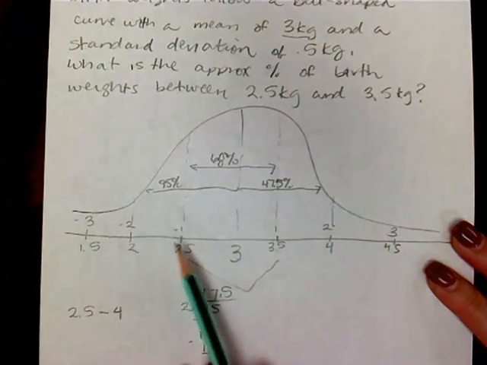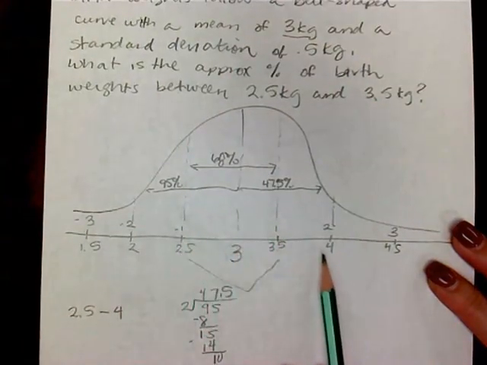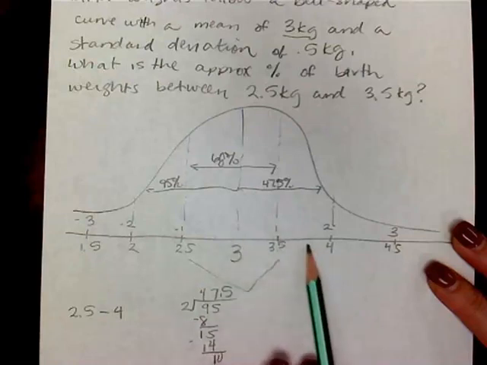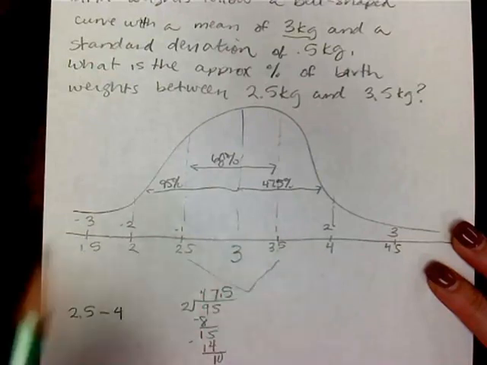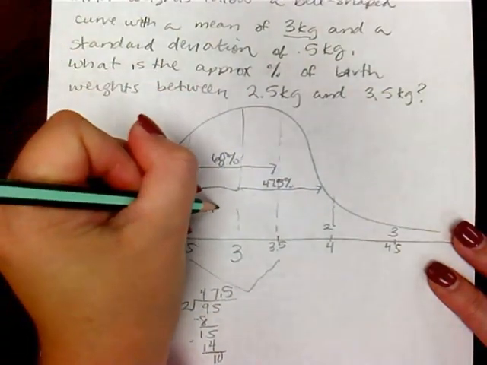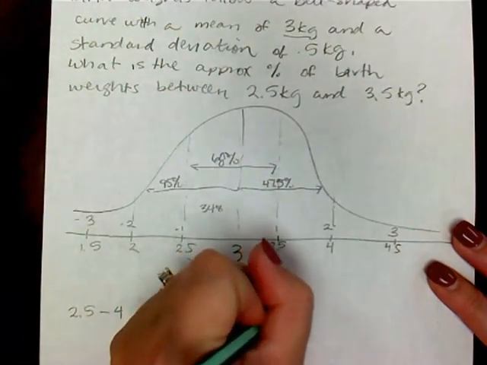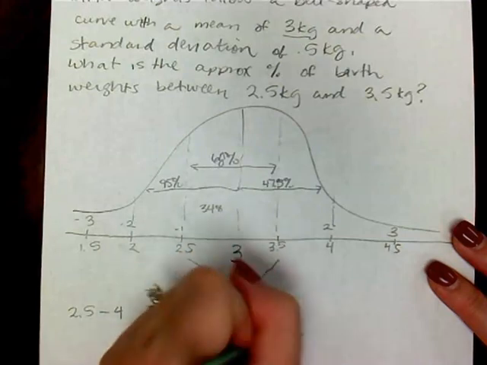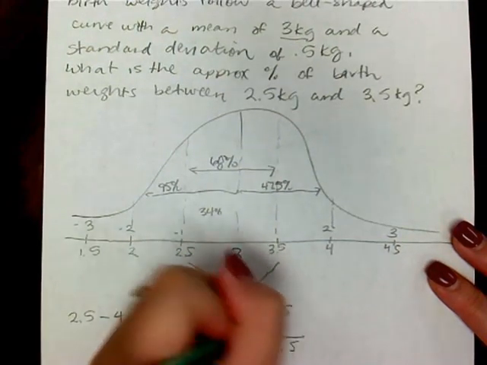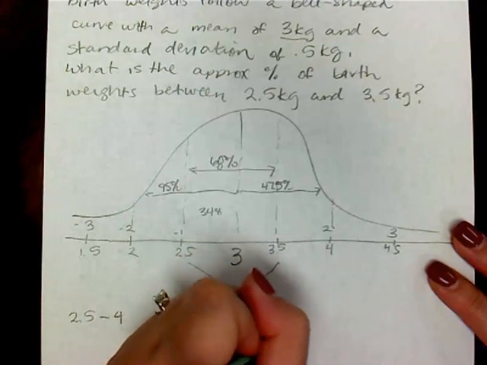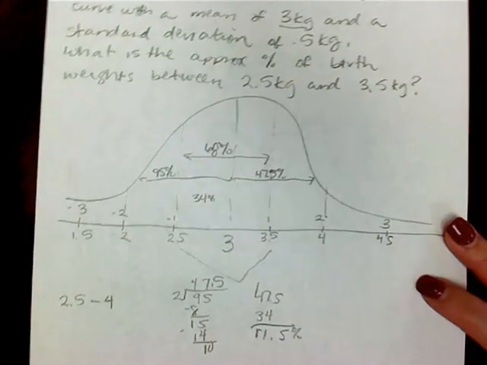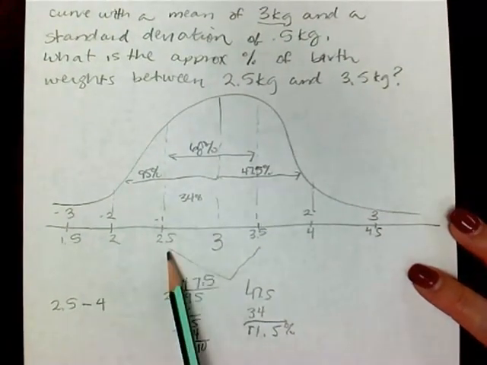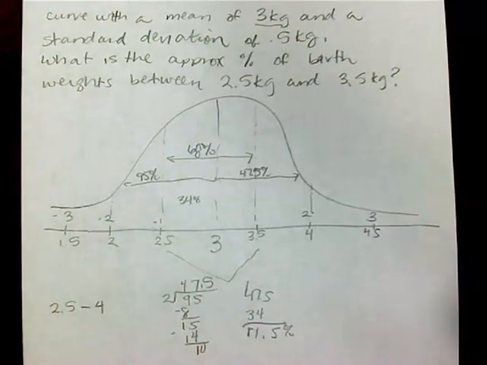So then we have 2.5 to 3, and 3 to 4. So 3 to 4 is 47.5, and then 3 to 2.5 we can tell is 34%. So we're going to add 47.5 and 34%. That is 81.5% would fall in that range from 2.5 to 4. All right, that's it.